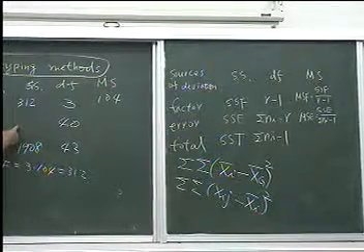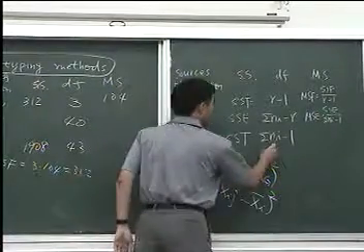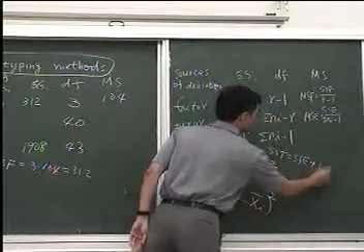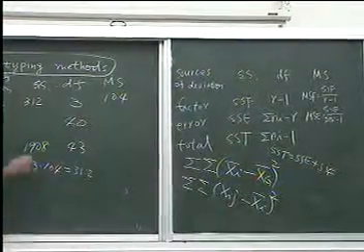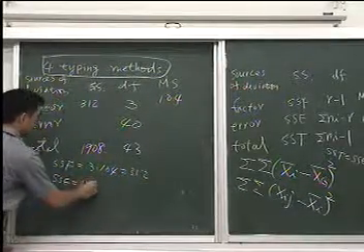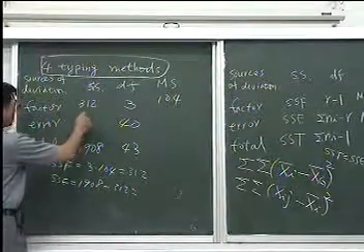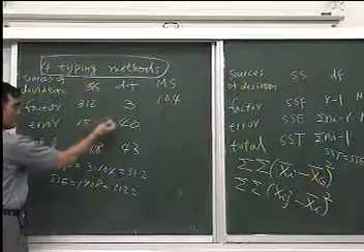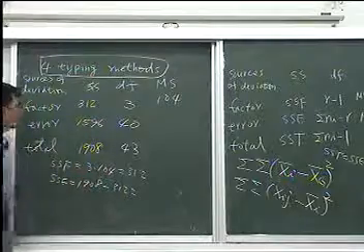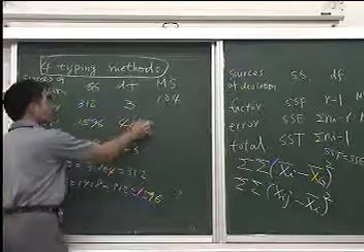Okay, then what about this one? Because we know SST is equal to SSE plus SSF, right? So basically this one should be easy. SSE is equal to 1908 minus 312. So that is 1596, okay, 1596.